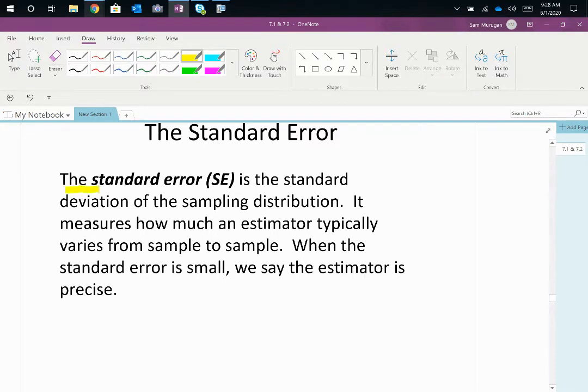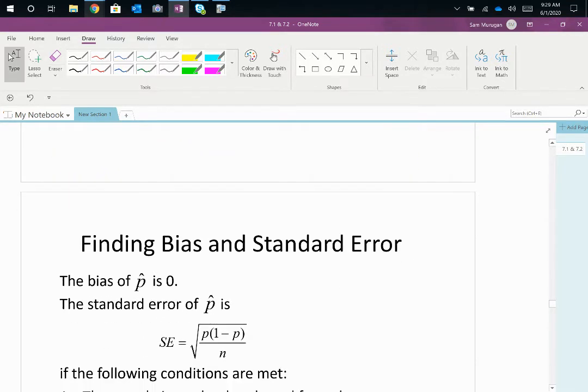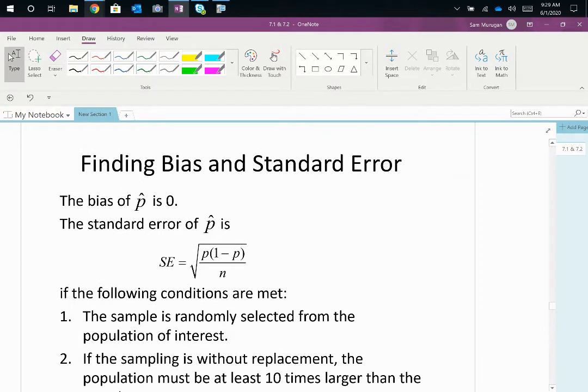Let's look at the definition of standard error. The standard error is the standard deviation of the sampling distribution. It measures how much an estimator typically varies from sample to sample. When the standard error is small, we say the estimator is precise. And I'm going to show you that in the homework. Now, there is a formula that is used that you will need.